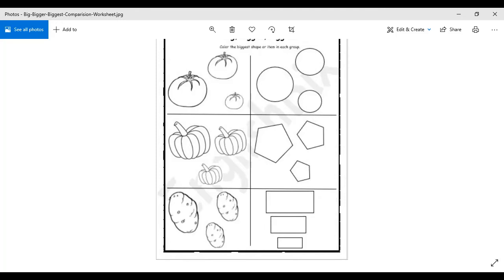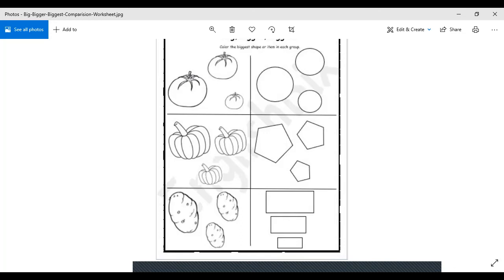Very well done. Okay, can you find any pentagon in this? Now, the pentagon is a shape in mathematics which has five sides, right? This one is the pentagon. Okay, so which one is the bigger? Yes, Abdullah, which one is bigger? This one, right? Okay, very well done.